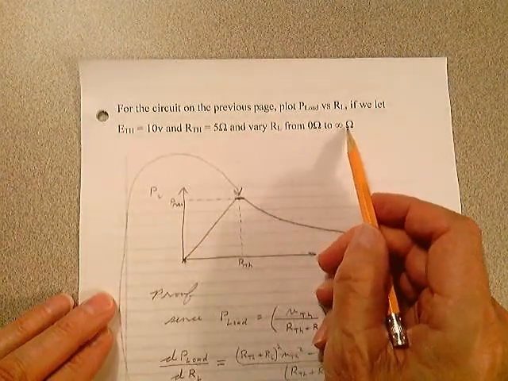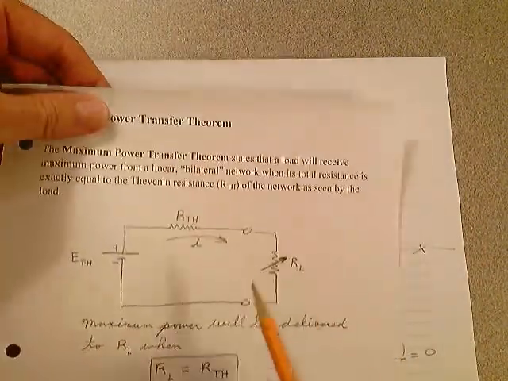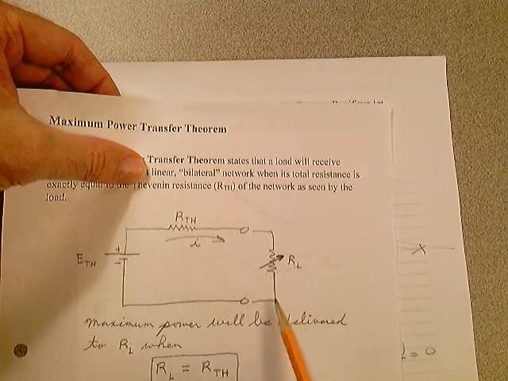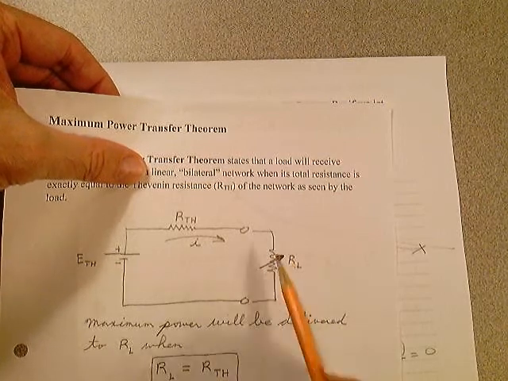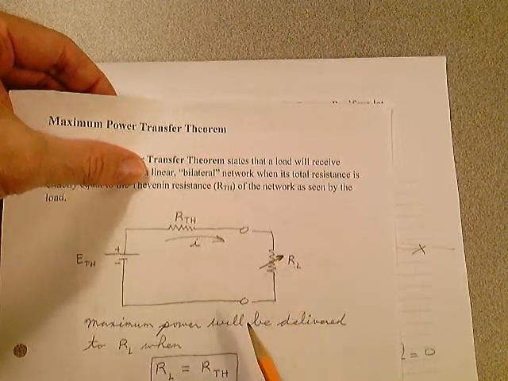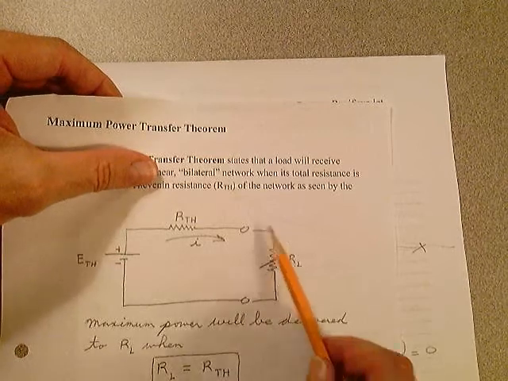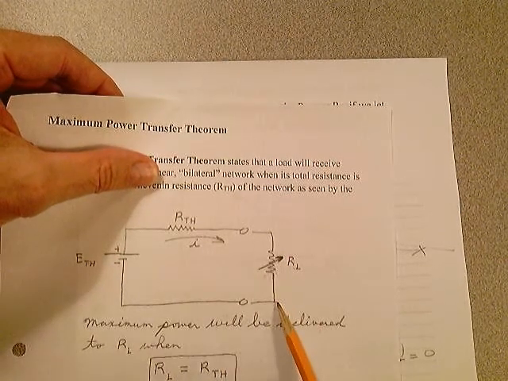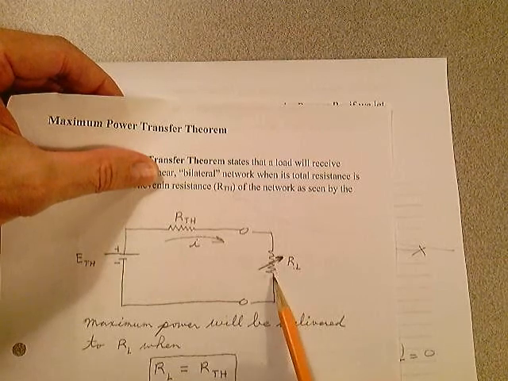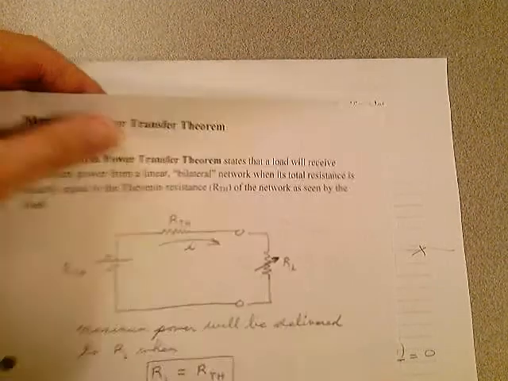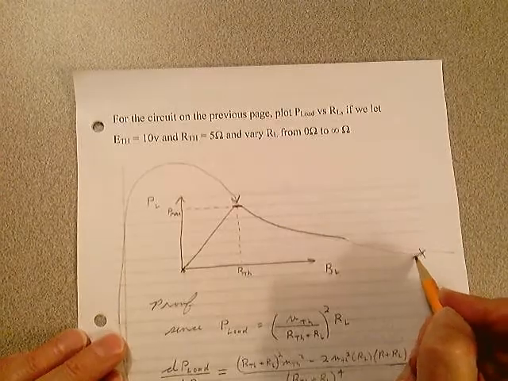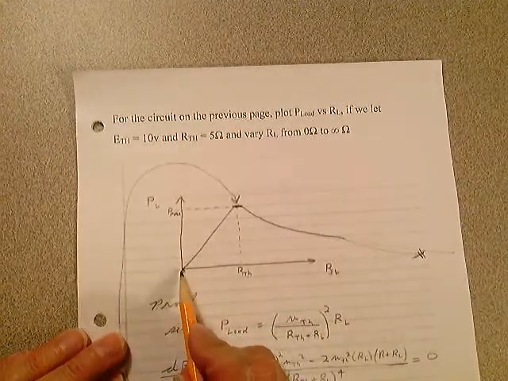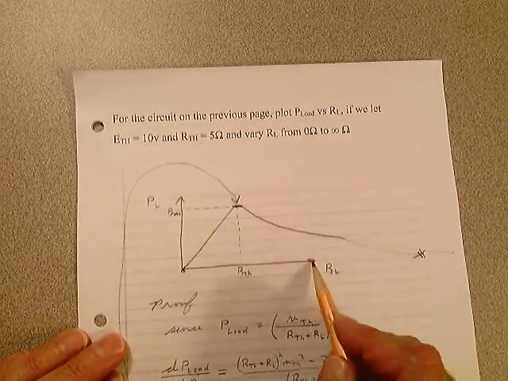Let RL go to infinity and make this an open circuit. If that's an open circuit, that's an infinite resistance. No current can flow in that circuit. So if no current can flow in the circuit, you're squaring 0 times RL to get the power. You're going to be at 0 watts with infinite resistance for RL.